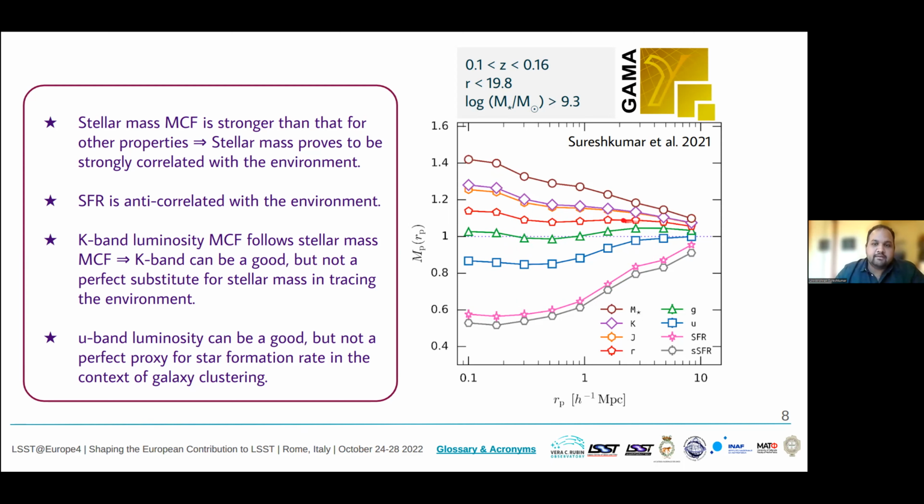But when it comes to clustering studies, if we use a K band selected sample as a proxy for a stellar mass selected sample, we can get a closer behavior between each other, but we still see the gap between these marked correlation functions, which means that they are not perfect proxies of stellar mass. The same applies for U-band luminosity. So in this work, we did only the optical to near infrared bands.